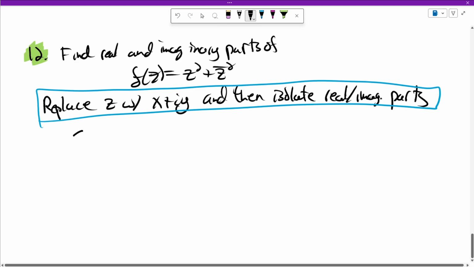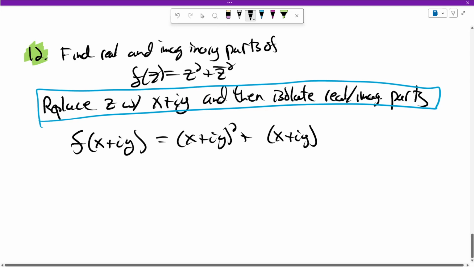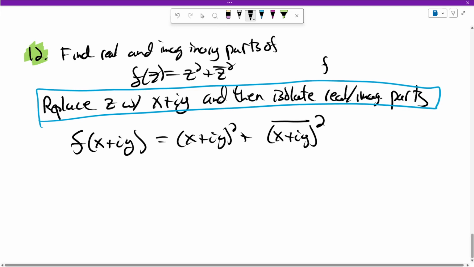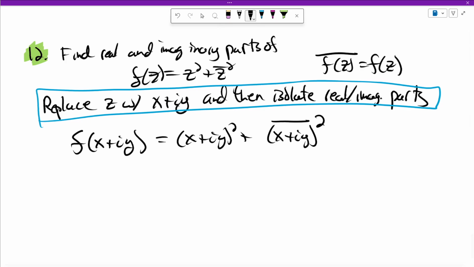So again, we're going to replace our z with x plus iy. So we're looking at (x plus iy) squared plus (x plus iy bar) squared. And let me actually notice something real quick, just a quick observation. f of z bar is the same as f of z, right? Because if I bar f of z, the bar is just going to change from this spot to this spot, but the order of addition doesn't matter.